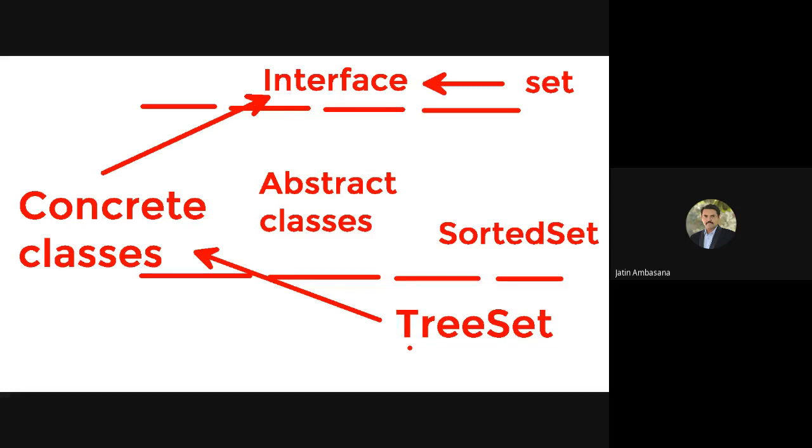So this hierarchy is not fixed. What I want to say is that this hierarchy from interface to abstract classes and from abstract classes to concrete classes is not fixed for each and every collection or each and every API. Okay.